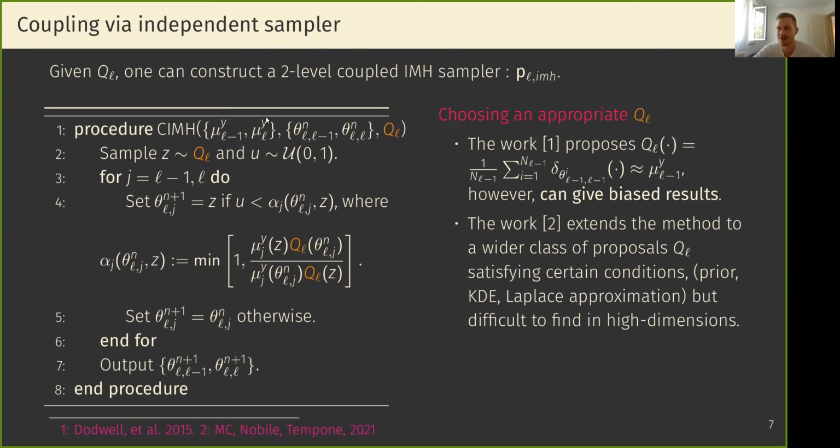However, this translates the problem of creating the coupler into choosing an appropriate proposal QL. And again, there are a couple of ways of doing so. So in this original paper by Dodwell et al., they propose to subsample from the samples that you obtained at the previous posterior, which seems like a very natural idea. However, it's easy to show that for a class of posteriors, this can give biased results. And in this work too, which can be thought of as an extension of the work by Dodwell et al., we extend the theory of this method to consider a wider class of proposals QL satisfying some technical conditions, which are normally satisfied for the prior, a Laplace approximation, a KDE. But in general, it's difficult to find an appropriate proposal in high dimensions. And currently, we're looking at some machine learning ideas, but they're still a bit fresh, so no results on that.